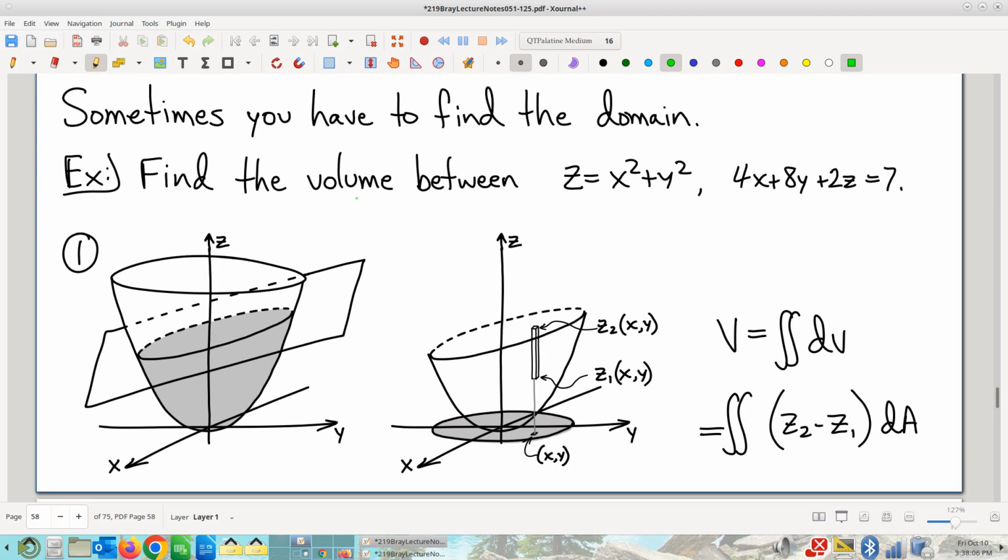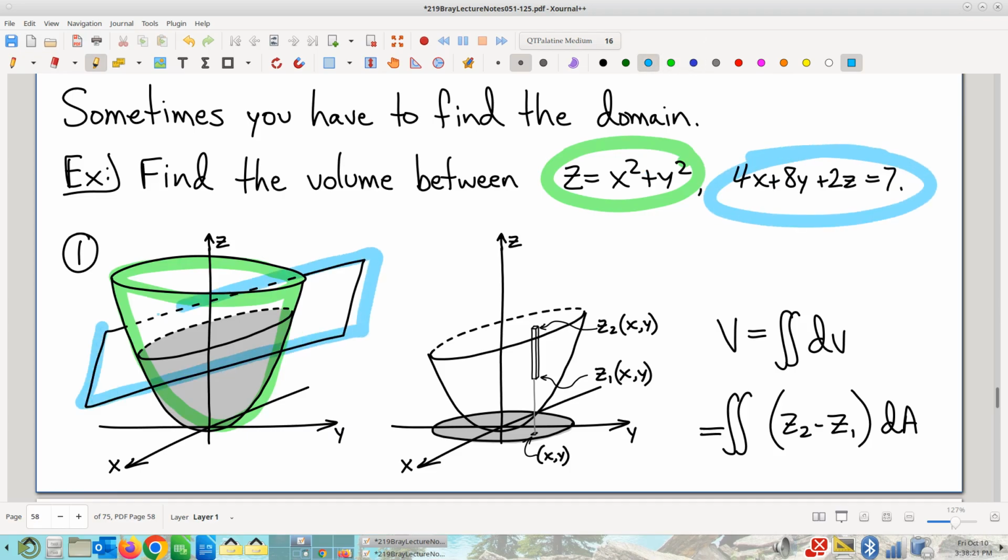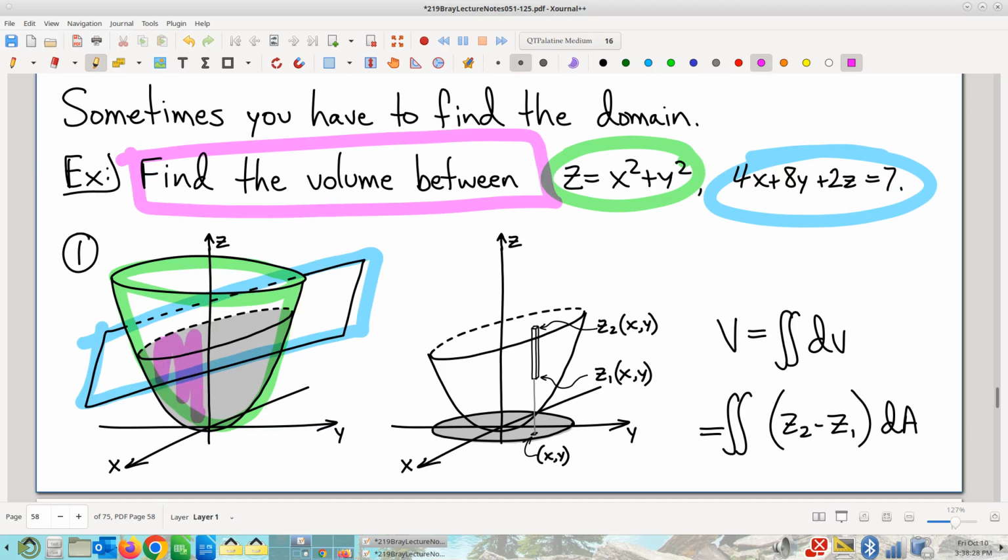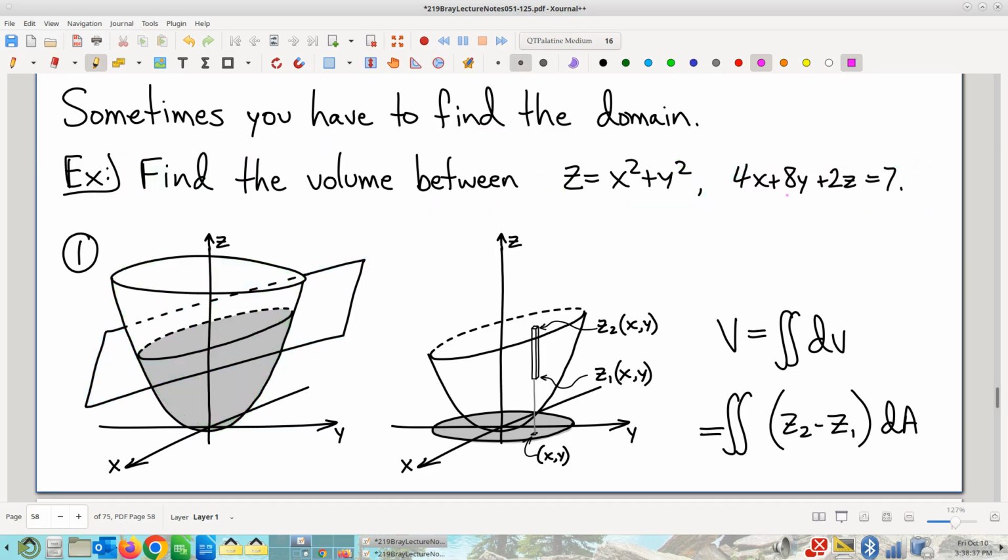Another example, sometimes the domain's not given. In fact, you'll notice in this case it's not even given that we should use an integral at all. The question just says you've got this paraboloid and you've got this plane, and we are interested in finding the volume. Finding the volume that's in between. Right? No discussion of integral even. So how do we proceed in a case like this?